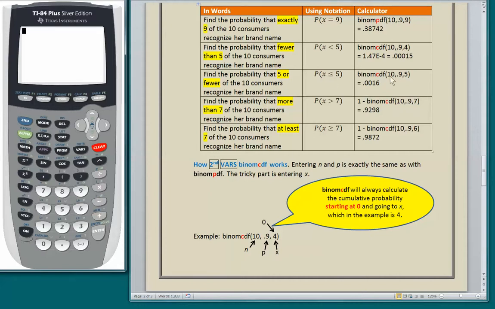So we're going to go to second vars, step by step going down to binom CDF. We're going to put in 10 and 0.9 just like we've been doing. But now we're going to put in 5 because we're including 5 here. And there you see 0.0016, and that's our answer, 0.0016.